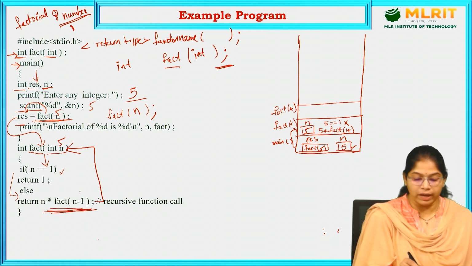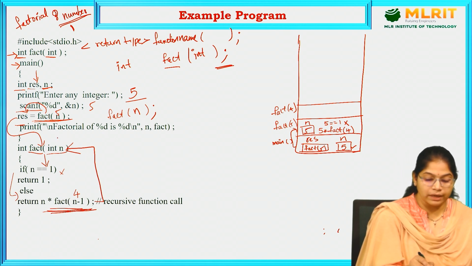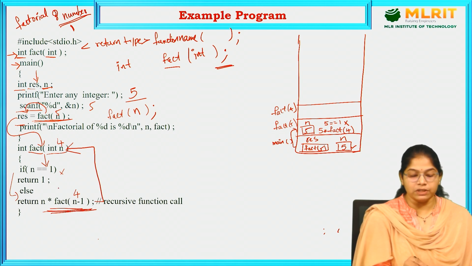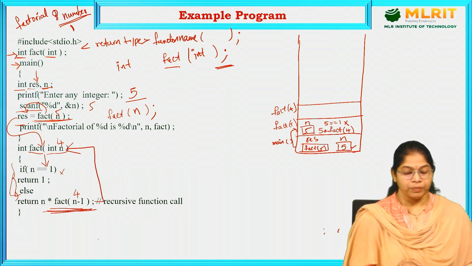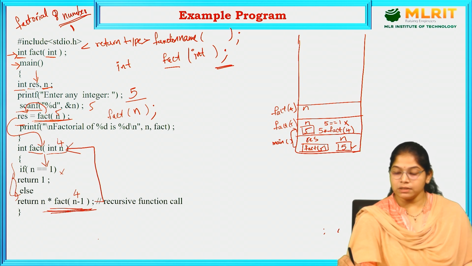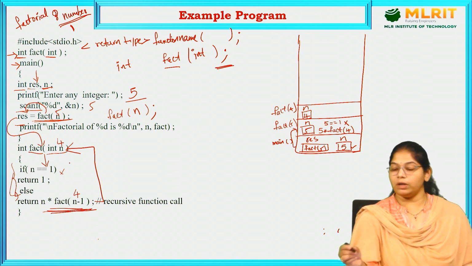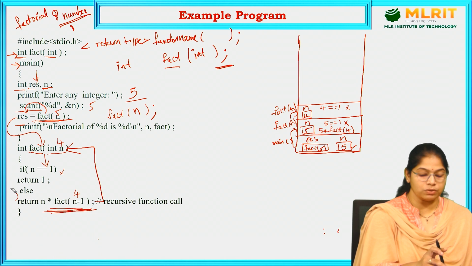Now what is the n value? N value is now 4. Now we call the function, so the control goes to the function definition and it has to perform the task we have given there. So here n value is 4. Now if n equal to 1, is 4 equal to 1? No, the condition is false, so the control goes to the false block.